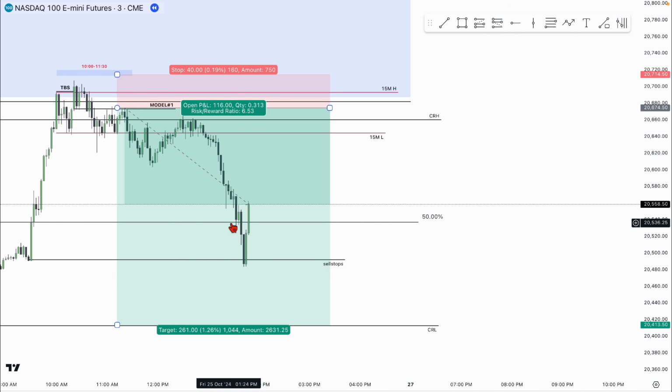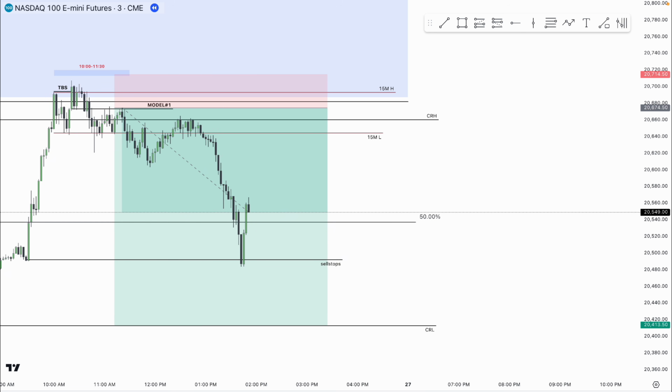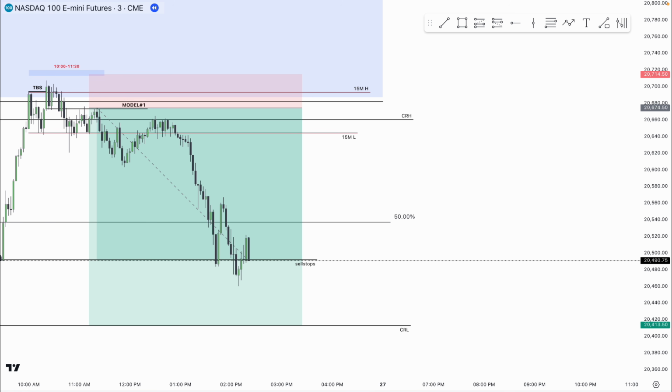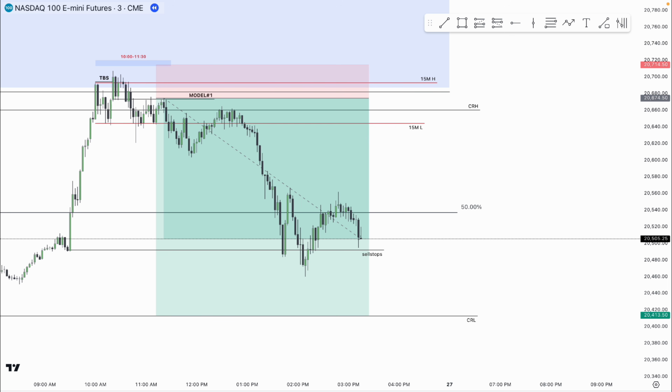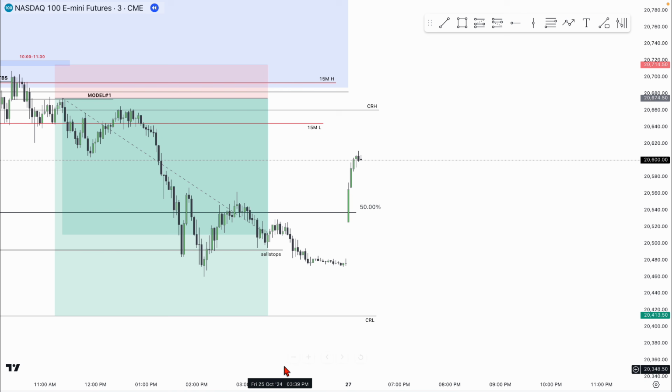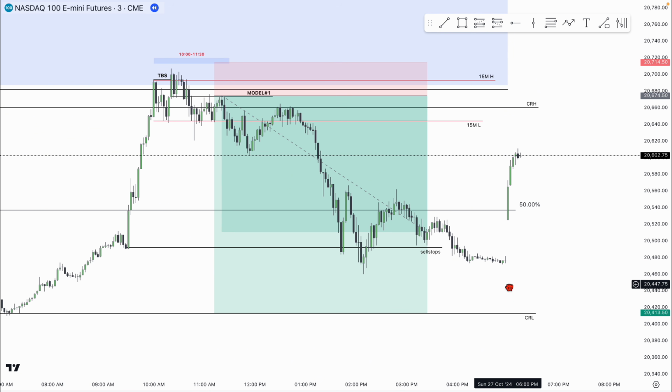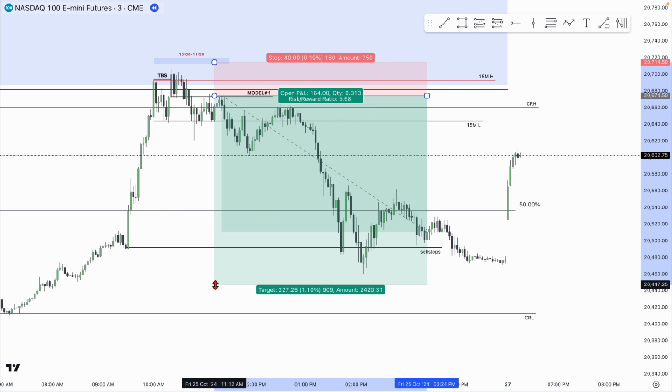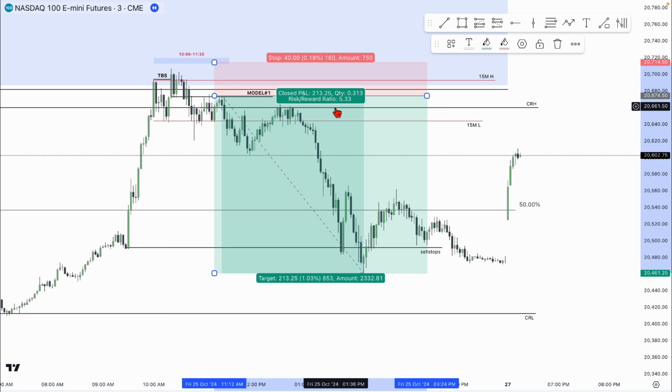Alright guys, our target 1, which is the 50% level, has been hit. So, let's see what happens next. You can see target 2 has also been hit, and the price reversed from here, but you can see that the price offered over 5 plus RR.